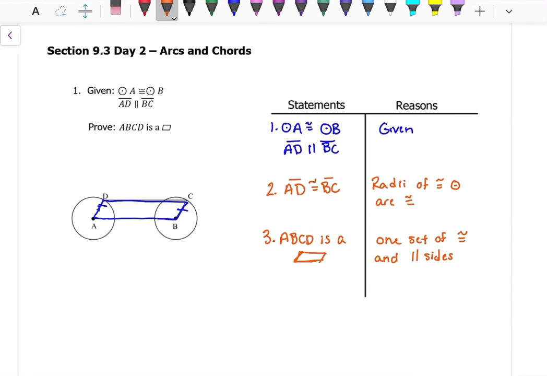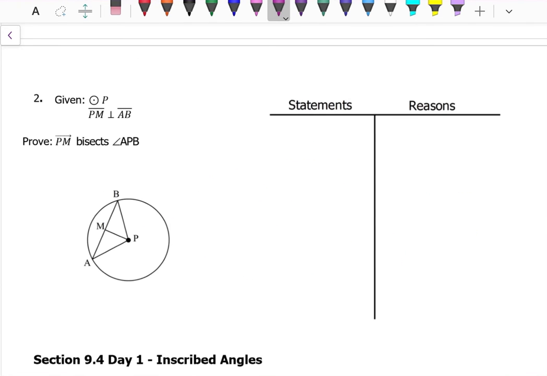Easy. Okay, number 2, first thing I'm going to do is write down my given. So first we have circle P, so it's just telling me that that shape is a circle. And then we have PM is perpendicular to AB. That's my given.